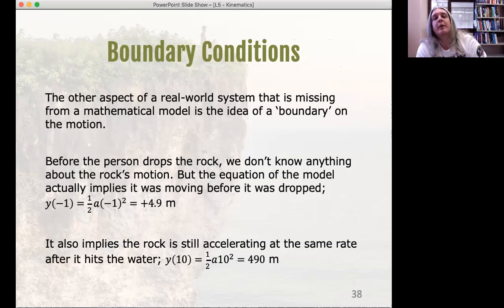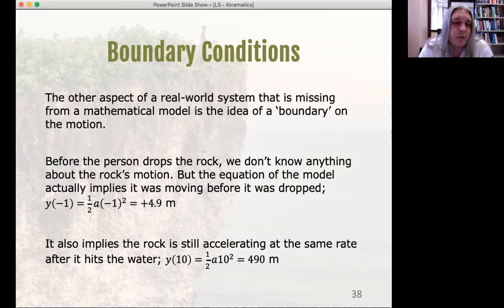The other aspect of real-world systems that is missing is the idea of a boundary to the motion. The idea that y as a function of time is equal to a half at squared is great, but there's no limit given to that. I could go and put t equal to 1 billion years into that and find the displacement, and clearly that's not going to be true because the rock isn't falling for 1 billion years. So there is some kind of limit to this equation. There's some point where we can say, well, the equation is no longer true.